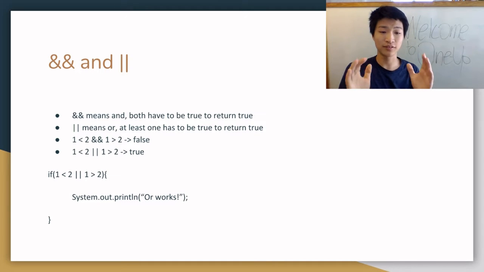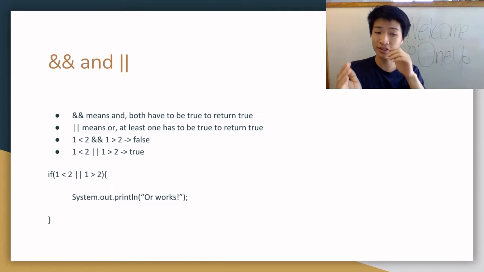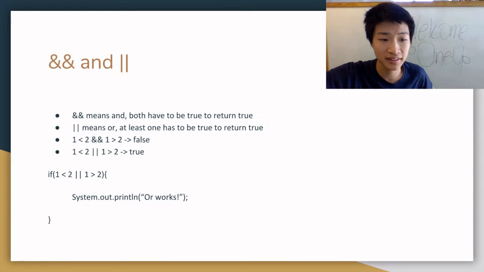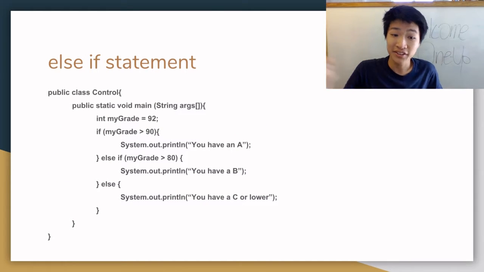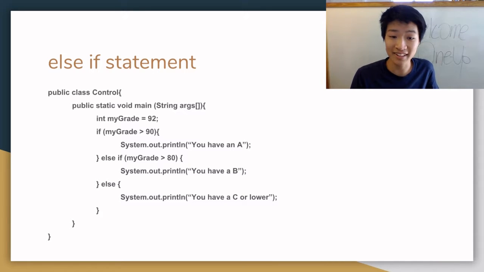Now, all you have to do is put all those Boolean operators that will give you true or false inside the if statement, and it'll do something based on that. Now the else if statement. We created a little variable called my grade, and if it's greater than 90, you will have an A. Otherwise, if it's greater than 80, you'll have a B. And if it's none of those, you'll have a C or lower.